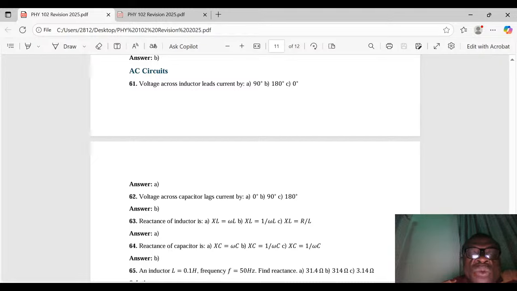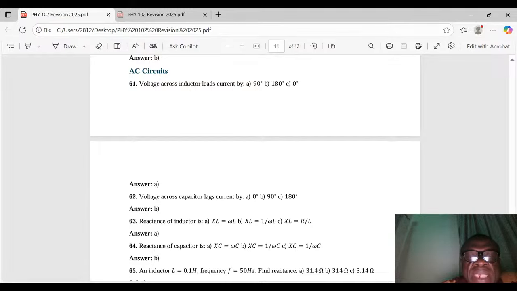Question 62. Voltage across capacitor lags current by A. 0 degrees, B. 90 degrees, C. 180 degrees. The answer is B. Know the voltage in an AC circuit: current always leads by 90, voltage lags by 90 degrees. That is when we talk about the phase. So the answer is B.